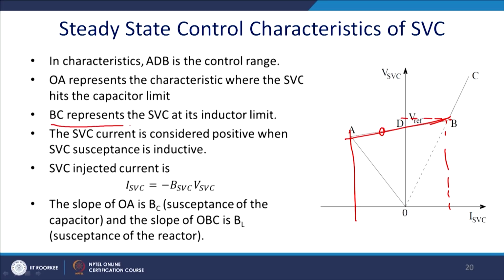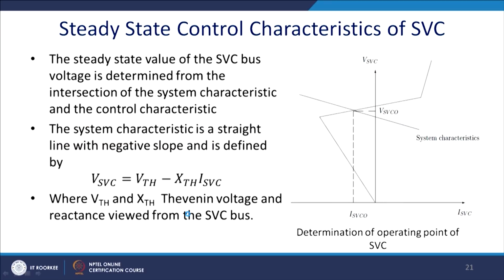BC represents the SVC at its inductor limit. The SVC current is considered positive when the SVC susceptance is inductive. The SVC injected current is I_SVC equal to minus B_SVC into V_SVC. The slope of OA is BC, the susceptance of the capacitor, and the slope of OBC is BL, that is the susceptance of the reactance. And what happens then, the steady state value of the SVC bus voltage is determined from the intersection of the system characteristics and the control characteristics.